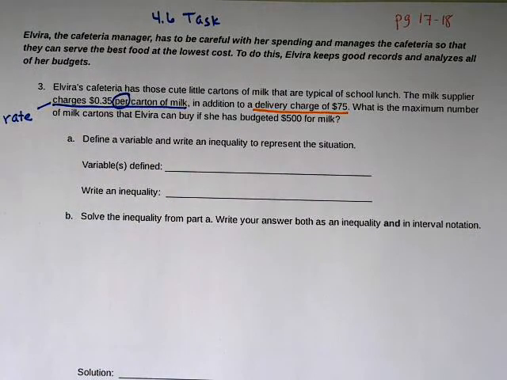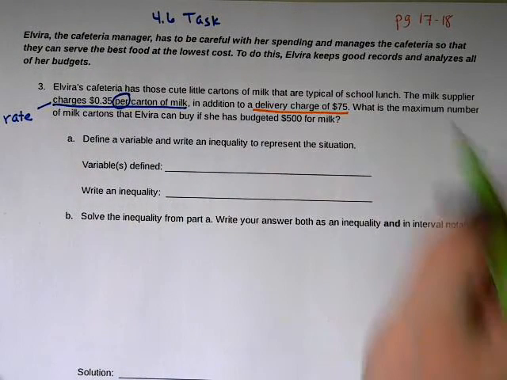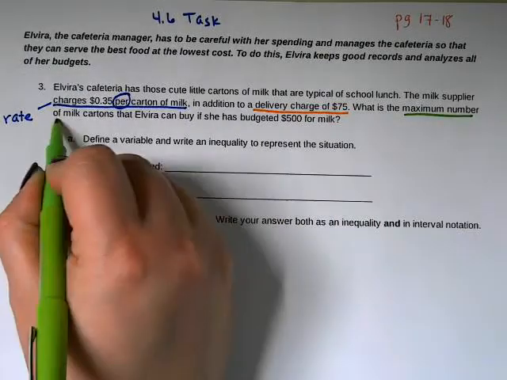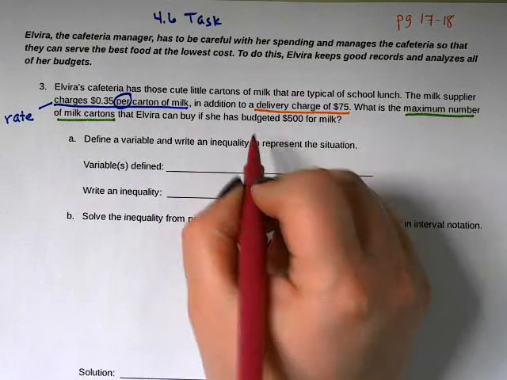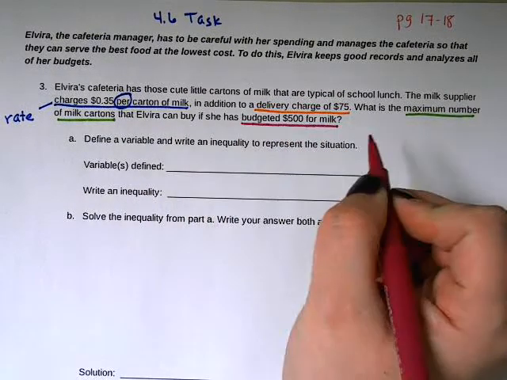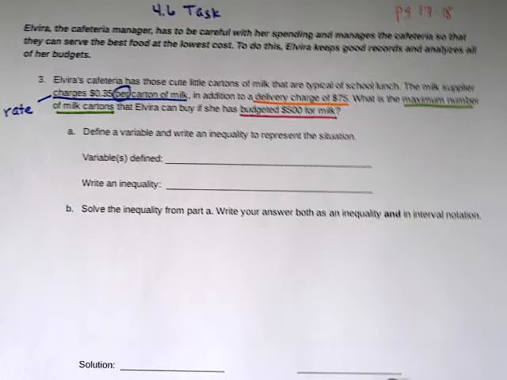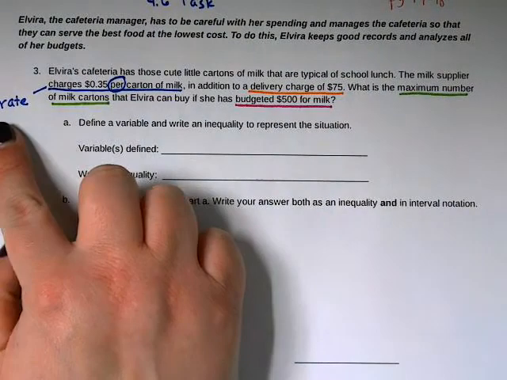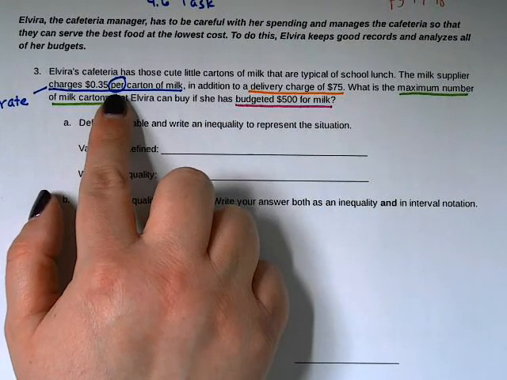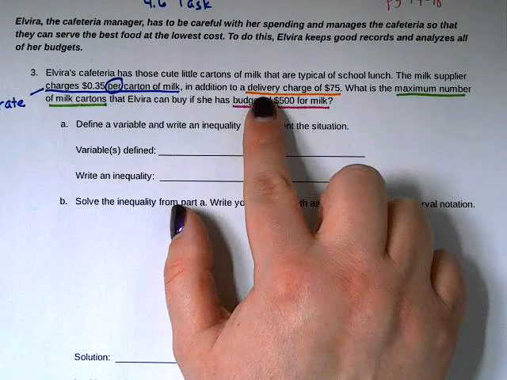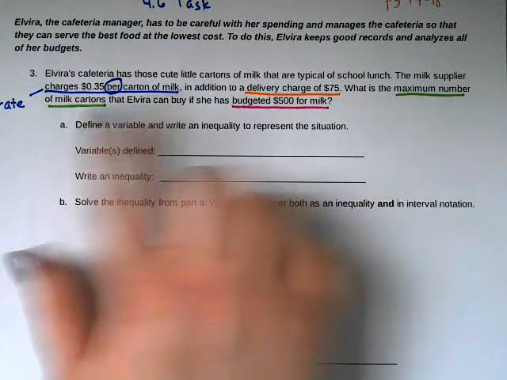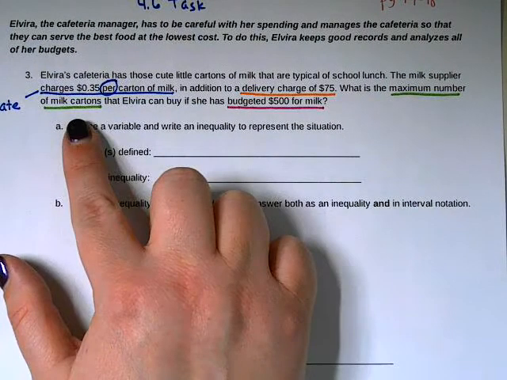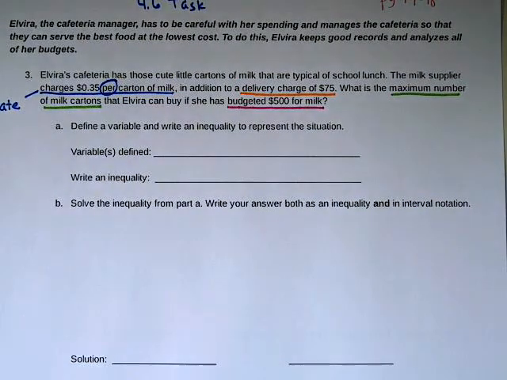The question says, what is the maximum number of milk cartons that Elvira can buy if she has budgeted $500 for milk? So there are four different things that I've underlined here. I underlined a rate, and I know it's a rate because it's 35 cents per carton of milk. I underlined this $75 delivery charge because that's also something we have to pay. I underlined what is the maximum number of milk cartons, because that's the question we're truly getting at.